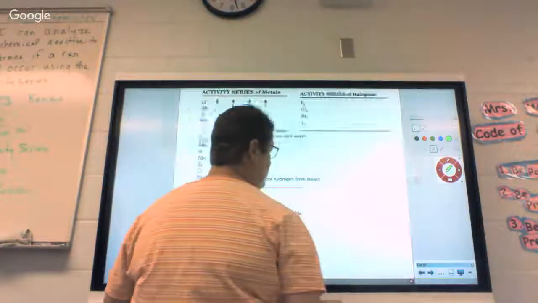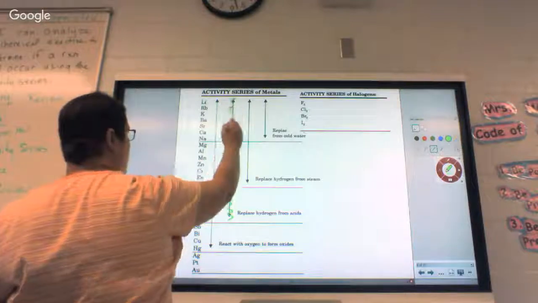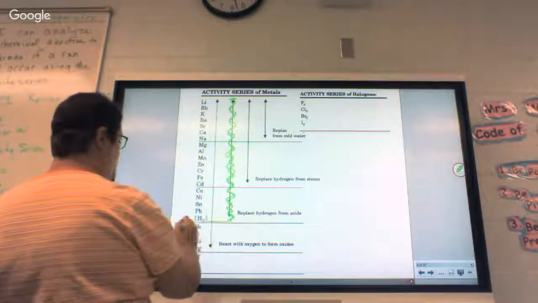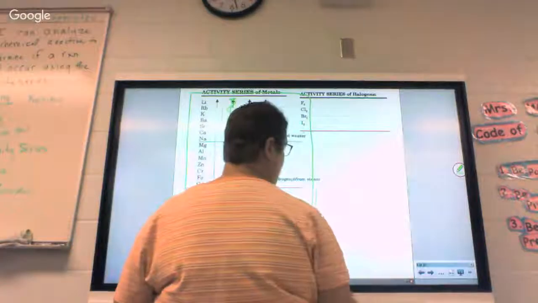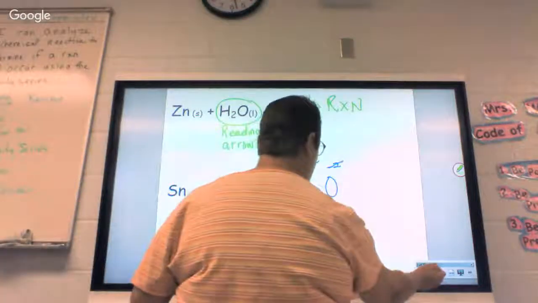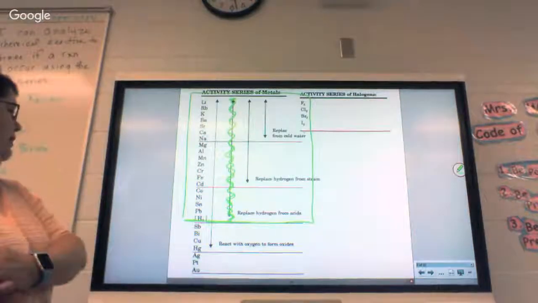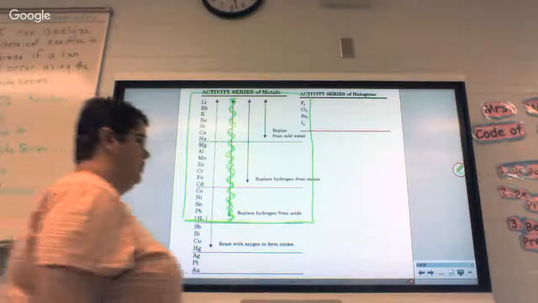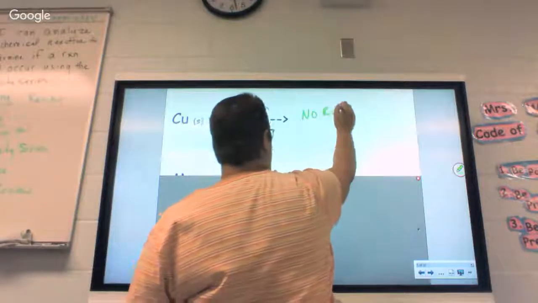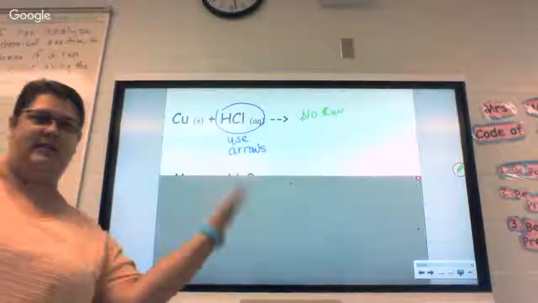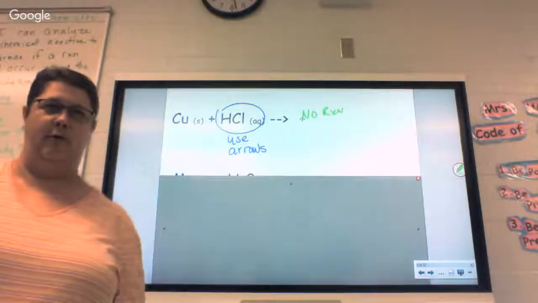So if I flip back over to my chart, this time I'm reading this one. So this is my acid arrow. So I'm looking to see if copper is in that range. Is copper in that range? No. So you're right. No reaction. Everybody okay with how to figure out if it occurs or it doesn't?